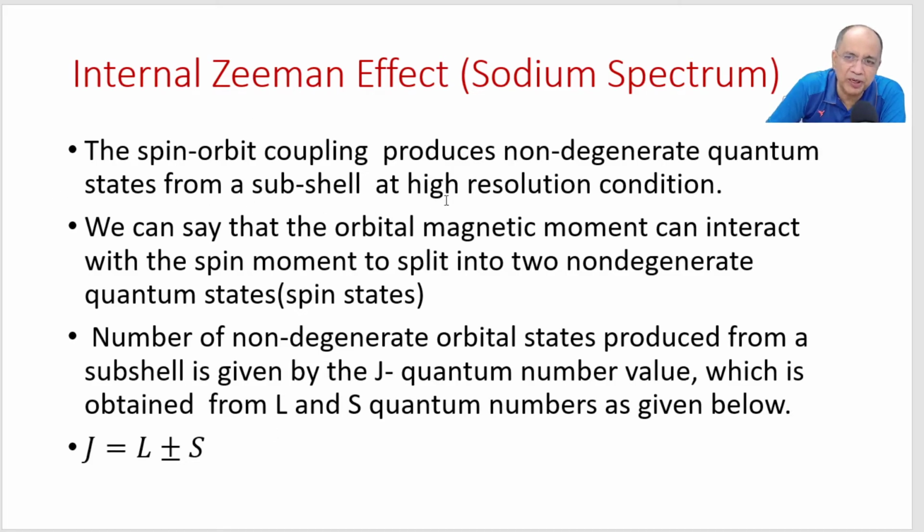Spin orbit coupling produces non-degenerate quantum states from a subcell at high resolution condition. We can say that the orbital magnetic moment can interact with the spin moment to split into two non-degenerate quantum states, that is L plus minus S. The number of non-degenerate orbital states produced from a subcell is given by the J quantum number value, which is obtained from L and S according to the relation J is equal to L plus minus S.